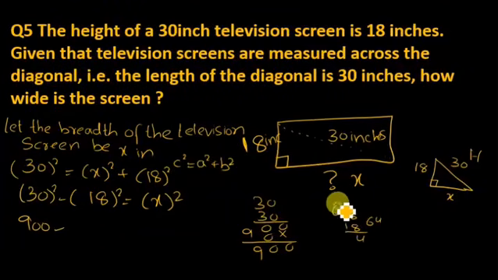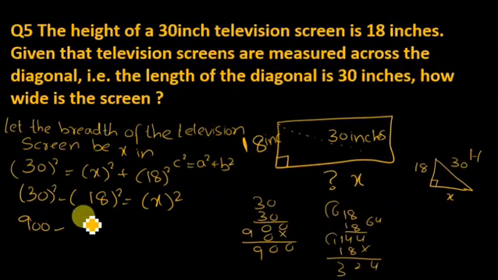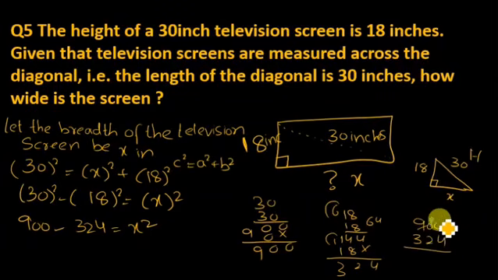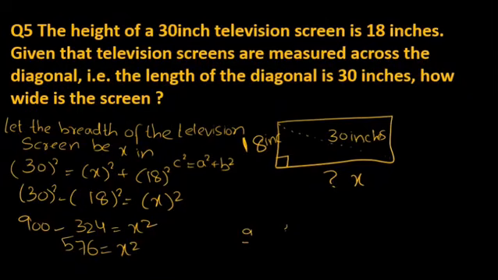8 8s are 64, 4 and 6 carry. 8 1s are 8, plus 6 is 14. 1 8s are 8, 1 1s are 1, so 18 times 18 is 324. 324 is equal to x square. When we subtract 324 from 900, the answer is 576. So x square is equal to 576.